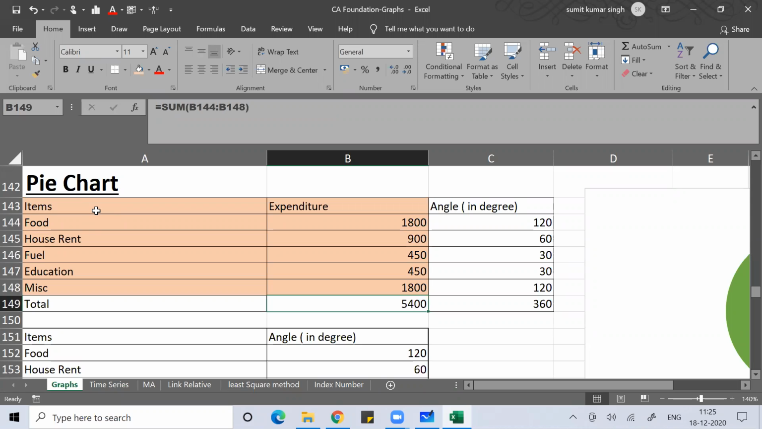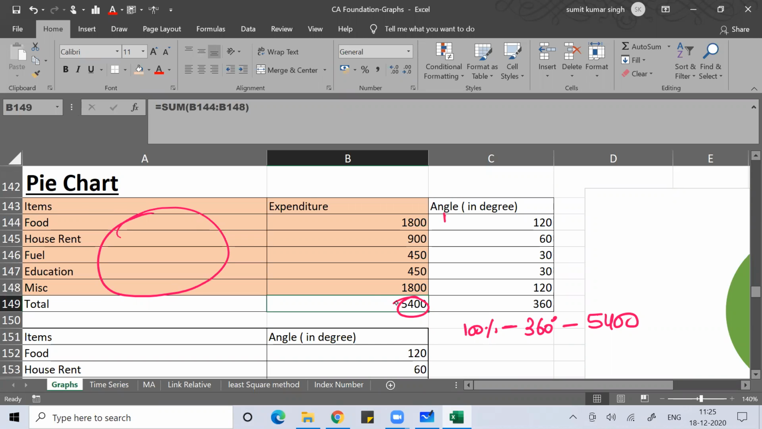So what I can do is find the angle. 100% of the data is 360 degrees, and that is equal to 5400. The sum total is 5400. In a circle, the total angle is 360 degrees. So now you can find the angle corresponding to each.